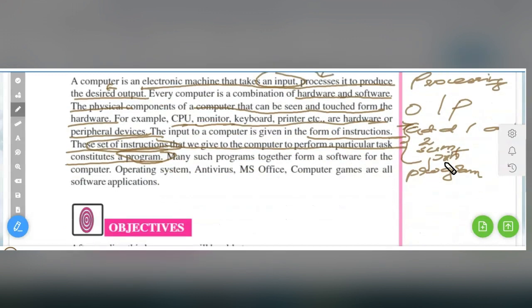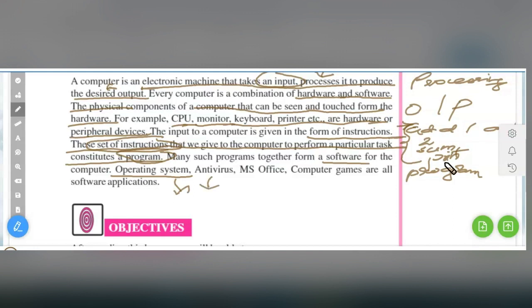So many such programs together form a software. So what is a software? Software you can't touch. These are the instructions that are written. You can't touch this software or these programs. Together they are known as software. For example, an operating system. You cannot touch an operating system. You can just know what an operating system is, whether it is Windows or Linux or whatever it is. You can't touch Linux. So that makes a software.